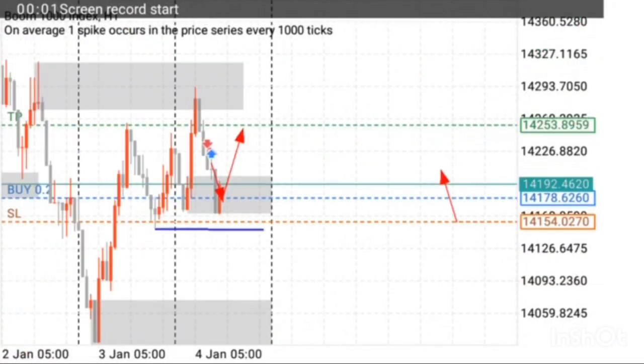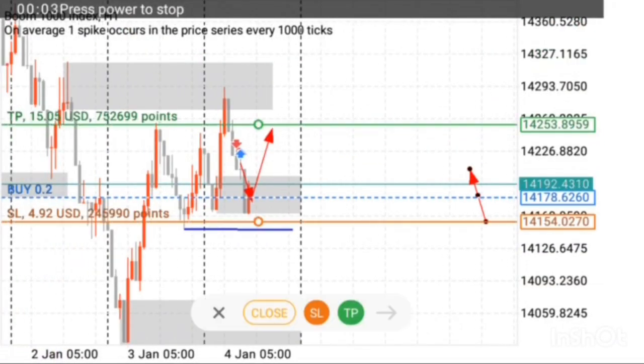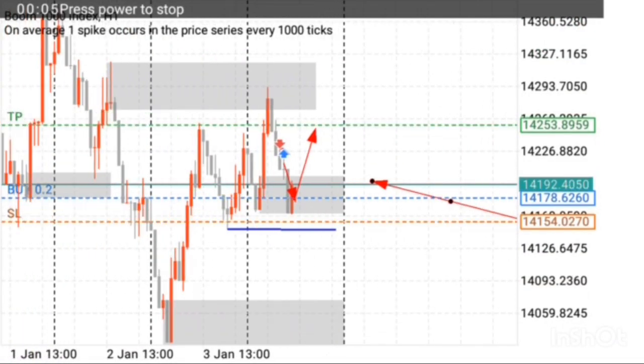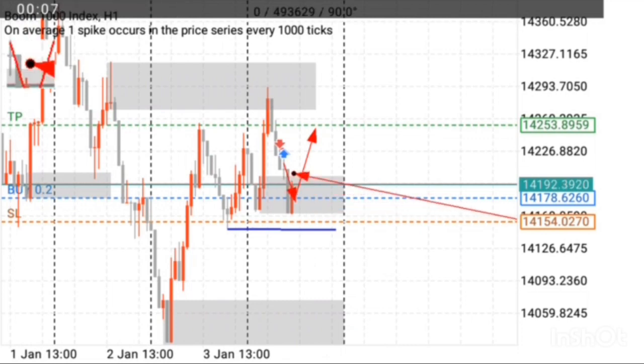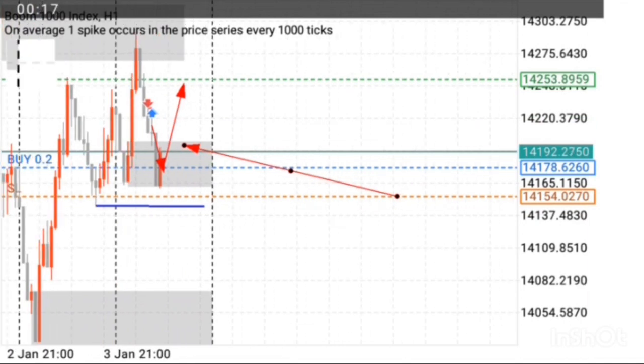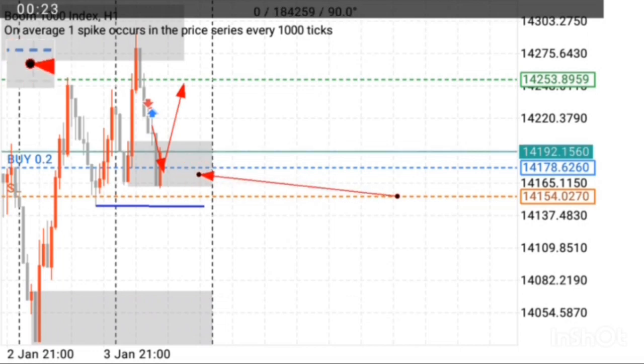So guys, the market tapped into my zone after this small rejection. The market later tapped into my zone and it did take profit of this sell. And you see how that spike works. Now it tapped into my zone and started spiking up. You see, it didn't even touch my stop loss. This is the first spike we got, and we are up in profit, guys.